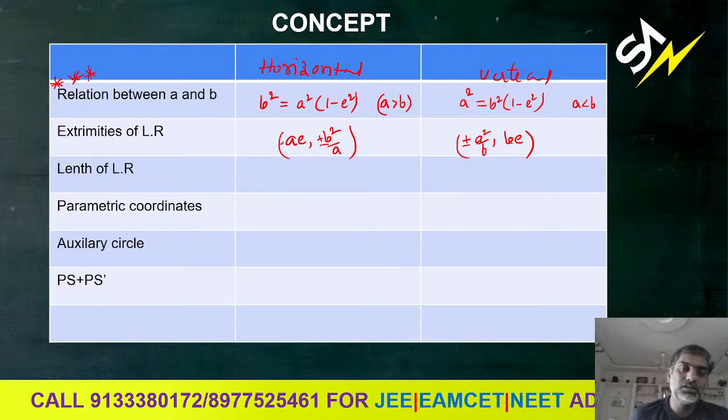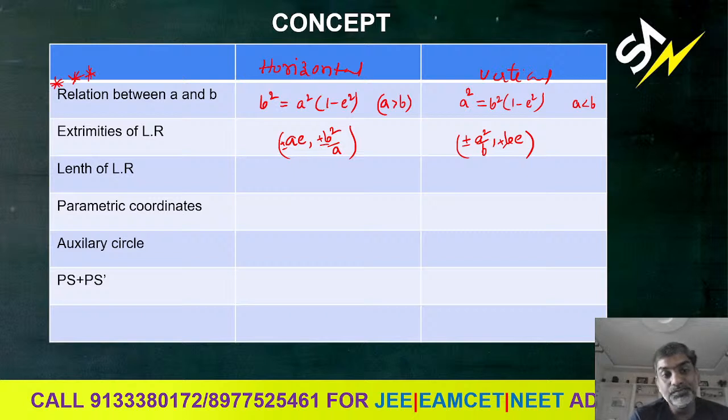Also we can write, because total there are 4 possibilities. Here also we can get all the 4 possibilities: plus or minus a square by b comma plus or minus be, and next one is plus or minus ae comma plus or minus b square over ae. These are the extremities of the latus rectum.